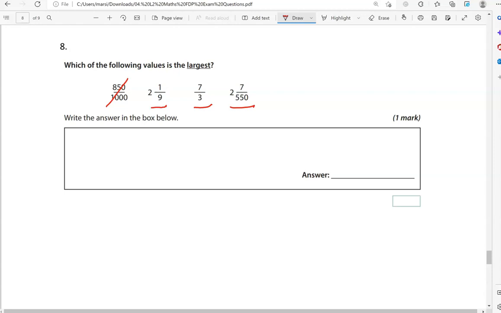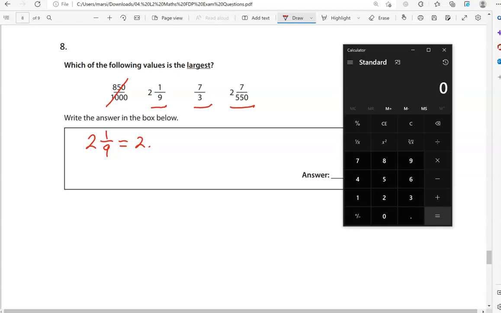Let's use a calculator to convert these into decimals. So 2 and 1/9, that is 2 point something as a decimal. What is that something? That is 1/9, which is 1 divided by 9 as a decimal. So that's 0.111. So the 1 is recurring. If we add to that the 2 that we have, the whole number, that is 2.111.